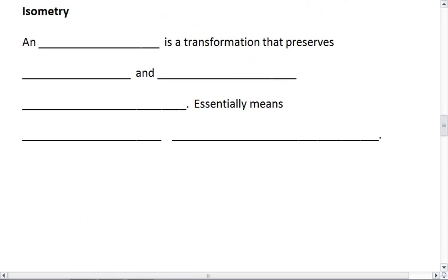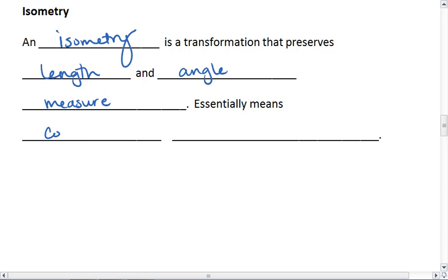Okay, next topic is isometry. And isometry is a transformation that preserves length and angle measure. Essentially means a congruence transformation. So an isometry is a transformation that is going to mess with our shape, but it's going to yield a congruent shape.